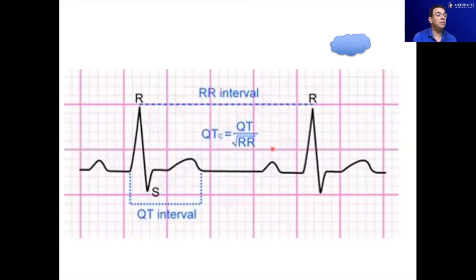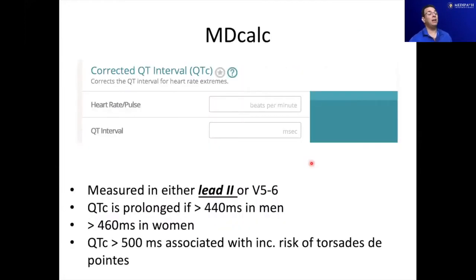Although there are formulas to do it yourself, the QT corrected, which is what we look at, is the QT over the square root of the beginning of the R to the beginning of the next R. That only actually works at normal heart rates. If it's too fast or too slow, it doesn't work. But fortunately, there are a lot of online programs. I like MDCalc, which is an easy way. All you have to put in is the heart rate and the actual QT interval, and it will give you the QT corrected. It's important to know QT corrected is slightly different for men and women.